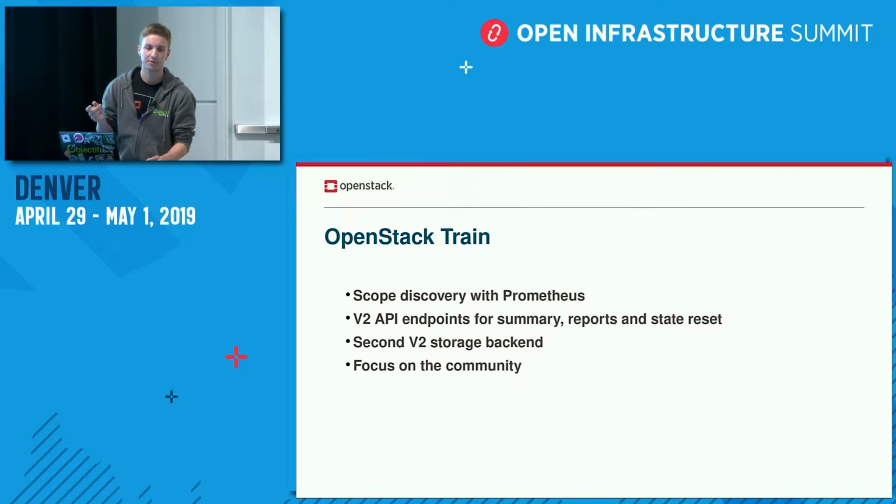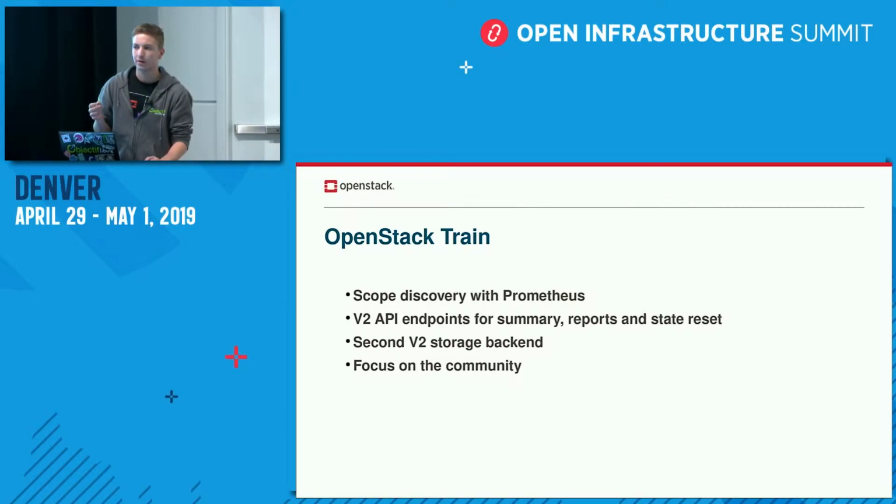V2 API endpoints for summary. So summary is basically how much did my cloud cost for this period, grouped by user, project, anything, and filtered on this and this. For example, give me the price for the last week, for this and this and this user, and group the total for each resource type that's available in my cloud. So I want to know how much Manila shares and instances have cost for my top 10 customers, for example.